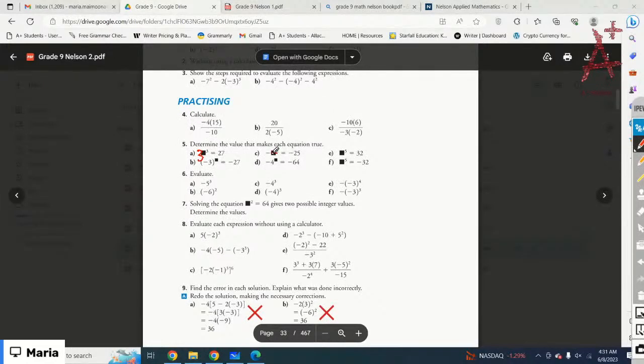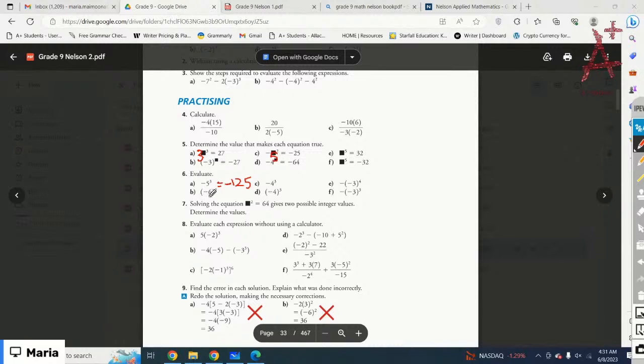Got it? It would be negative 5 exponent 2 because 5 times 5 is 25. Got it? Okay, you have to evaluate. The negative sign is outside the bracket. The answer must have a negative sign. And 5 times 5 times 5 is 125. Got it?